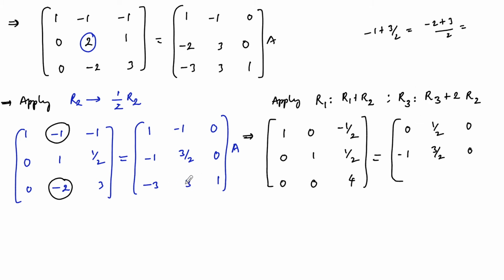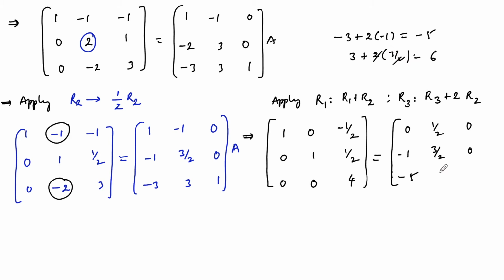And third row, R3 plus 3 times of R2, that is -3 plus 2 times of 1, -3 plus 2, it's -1, and 3 plus 2 times of, oh I'm sorry, we need to apply for R2, applied for R2, -3 plus 2 times of -1, that's -3 minus 2, -5, and then again here R3, that is 3 plus 2 times of 3 by 2, that's 3 plus 3, 6.